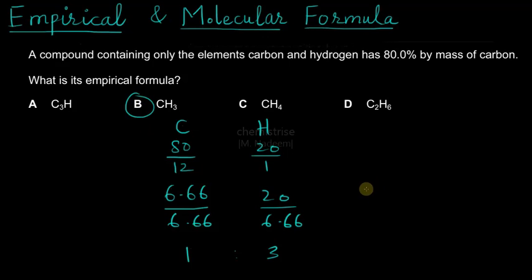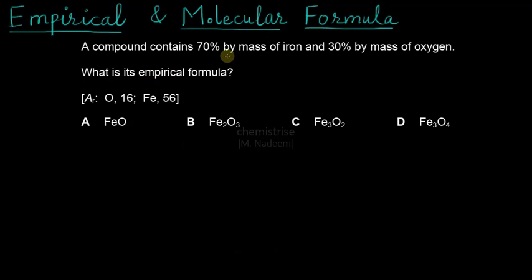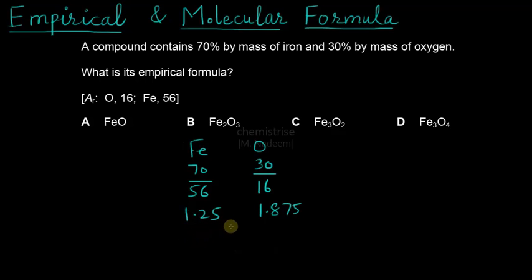B is the answer. Now look at the next question in which we have 70% by mass of iron and 30% by mass of oxygen, and we have to find the empirical formula. Let's write this: Fe is 70% and oxygen is 30%. Divide both by their atomic masses, 56 and 16. We get 1.25 and 1.875. Next is dividing both by the smallest number. Dividing 1.25 by 1.25 gives 1, and we get 1.5 over here.